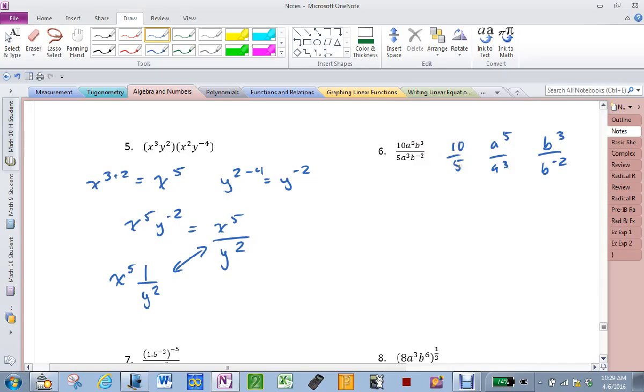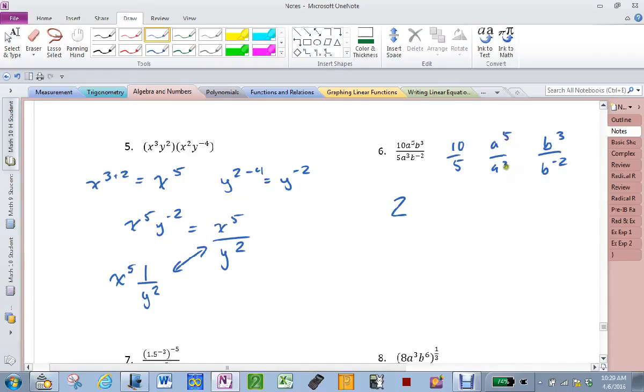What's 10 divided by 5? 2. What if it doesn't simplify perfectly? Then you simplify it like a fraction. You leave a numerator and a denominator. Like if you had 16 over 6, it would be 8 over 3. Then, 5 and 3, what do?